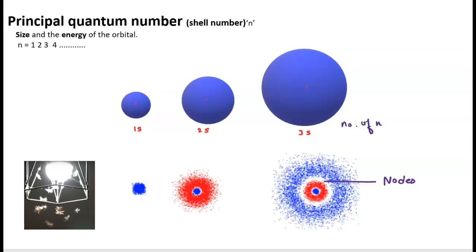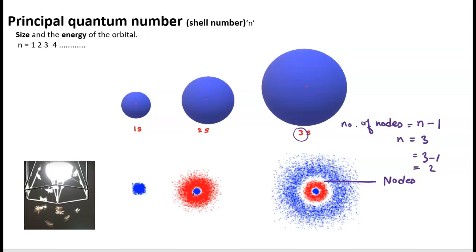So the number of nodes can be calculated. The number of nodes in any orbital can be calculated by knowing the principal quantum number of that orbital. Say for example you have to calculate the number of nodes in 3s, so you know the principal quantum number is 3 here, n is equal to 3, and the number of nodes is always equal to n minus 1. That means in 3s orbital the number of nodes will be 3 minus 1, that is 2. In 3s orbital there will be 2 nodes.